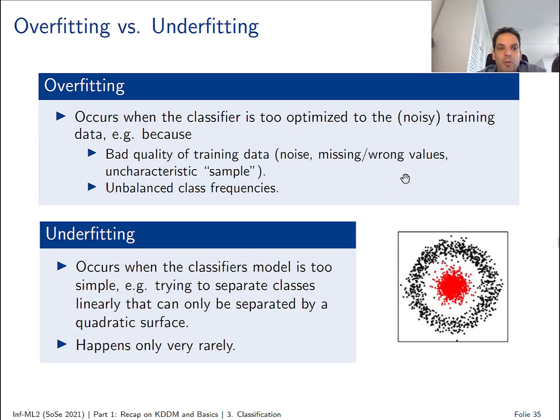So first of all, overfitting, underfitting. Once again, what is overfitting? Overfitting occurs when the classifier is too optimized to the training set. There could be many different reasons for overfitting. For this optimization to the training data, it could be because the training data is noisy. We have bad quality of the training data: noisy, missing or wrong values, uncharacteristic training sets, of course, also, or simple things like unbalanced class frequencies and stuff like that.